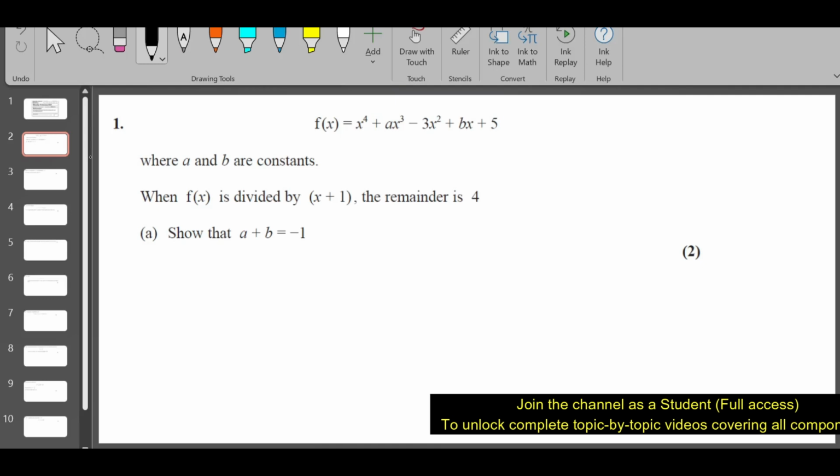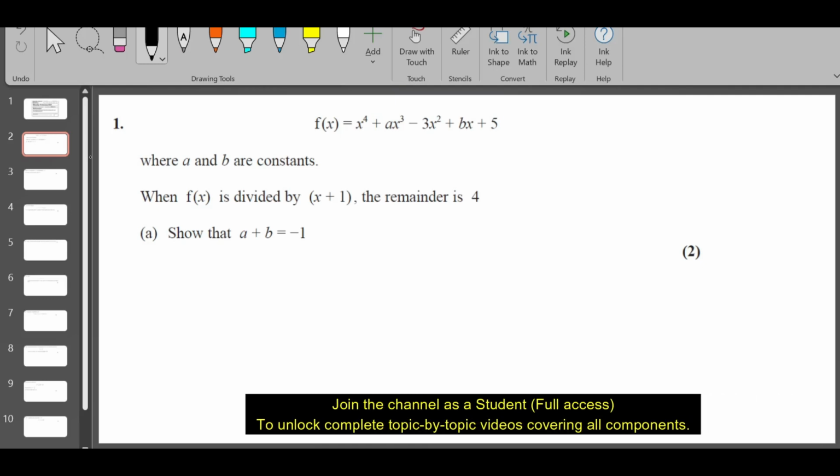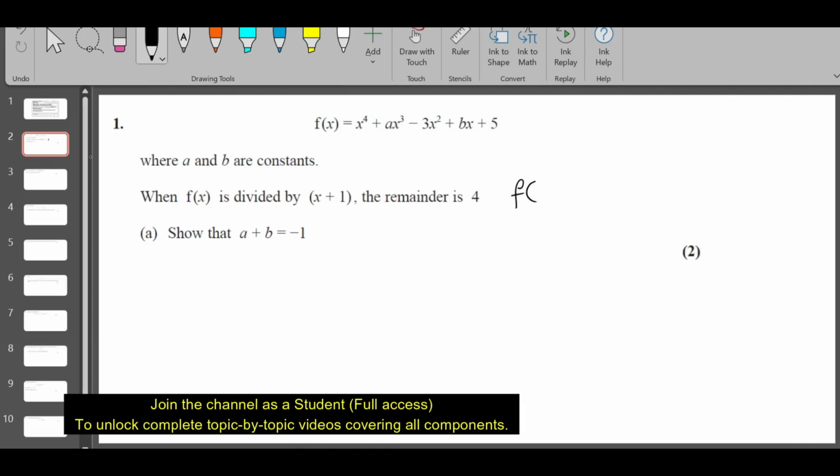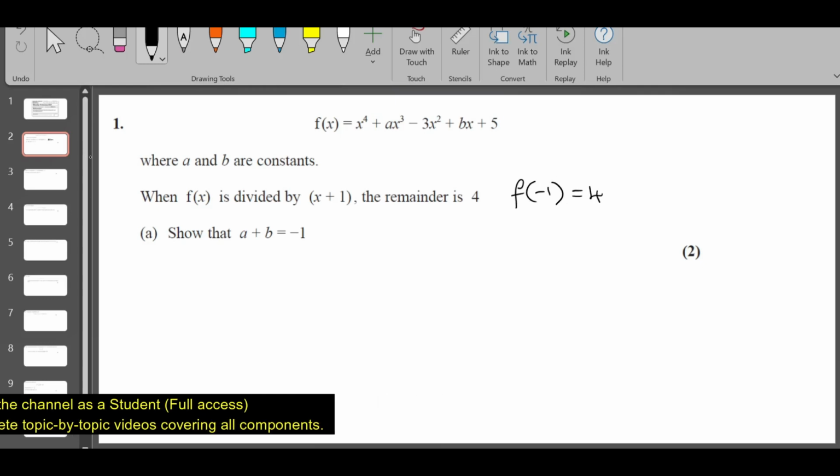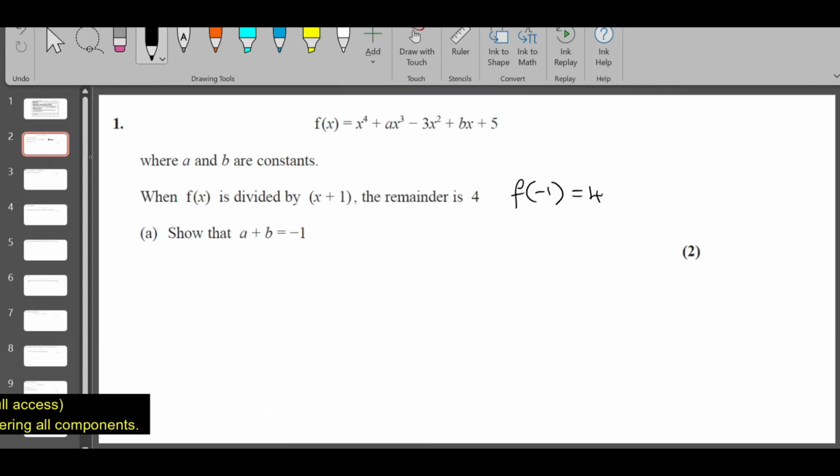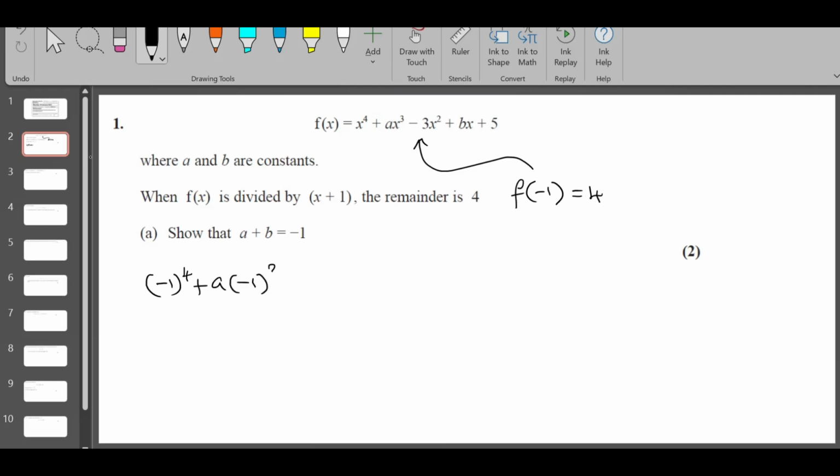When f of x is divided by x minus 1, the remainder is 4. That means if you replace x by minus 1, you should get 4. That's the remainder theorem, right? So replace x by minus 1 here. Minus 1 to the power 4 plus a times minus 1 whole cube, minus 3 times minus 1 whole square, plus b times minus 1, plus 5 should be equal to 4.